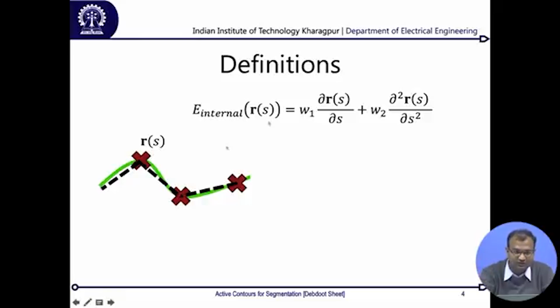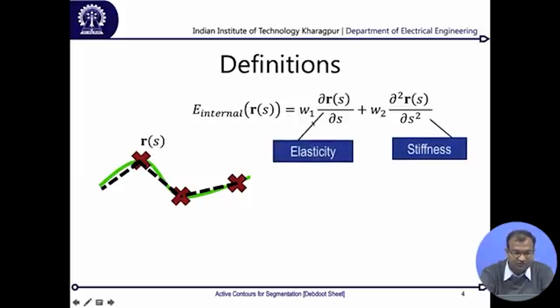This is how this first term will be broken down. The second term would appropriately be broken down in terms of a second order derivative as well, and then you need to take the weighted summation of them. Now, this first term is called the elasticity of the contour, and the second term is known as the stiffness of the contour.